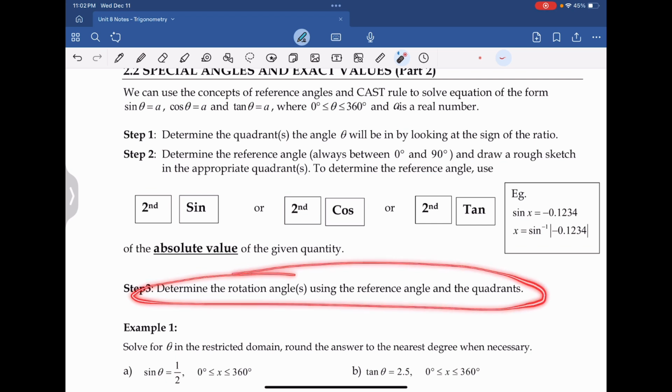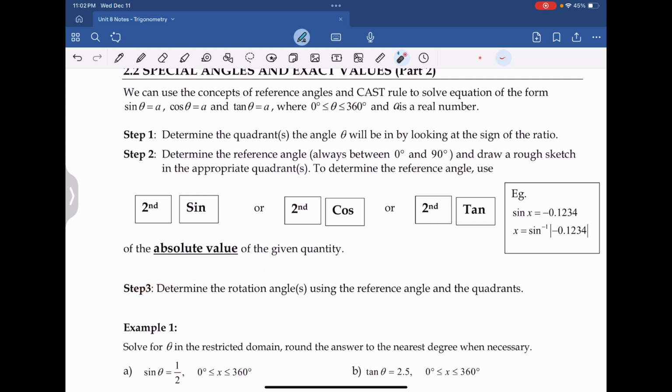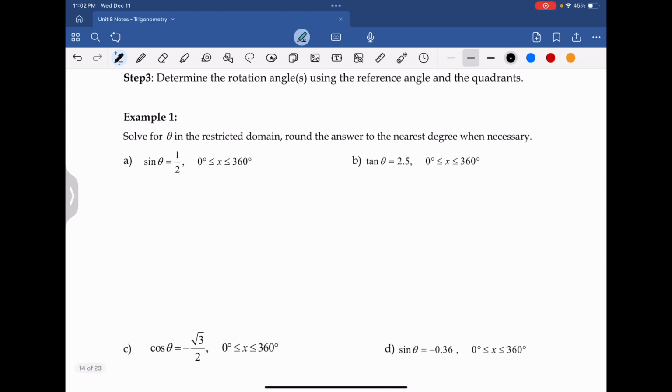Last thing we want to do is determine the rotation angles given that reference angle and the appropriate quadrants that it would lie in based on whether it's positive or negative and what type of ratio we're dealing with. Now, obviously all of that just kind of sounds like words to you at this point because you need to see an example of how this works.